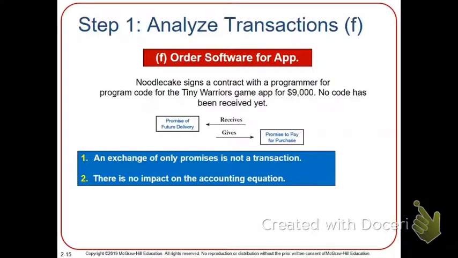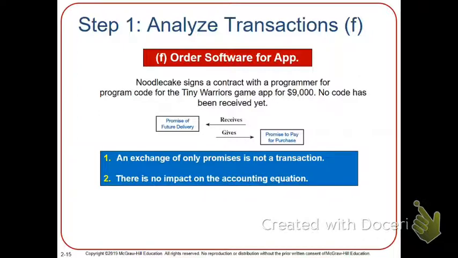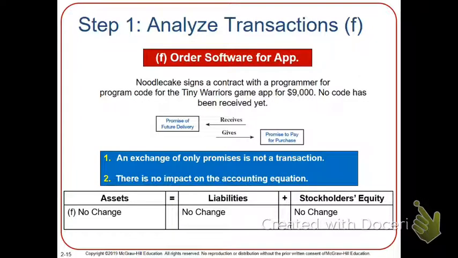So one thing you'll find in this class is there's a difference between financial liability and legal liability. So while Noodlecake might be legally liable for that money, it doesn't go on the financial statements until it's a financial transaction. And so nothing has been paid and nothing has been received, so therefore it does not go on the financial statements, even though they might legally be responsible. So they just signed a contract, nothing goes on the financial statements. So it looks like that. Absolutely nothing.